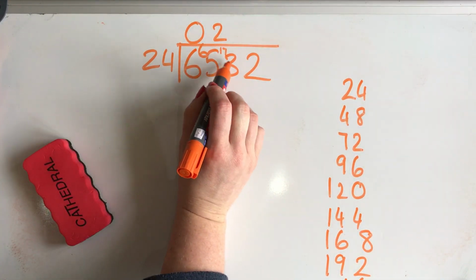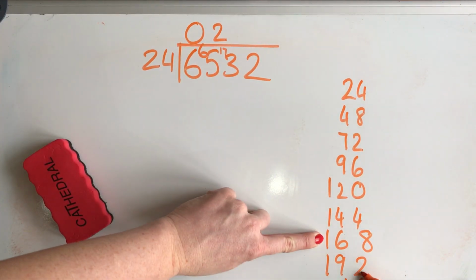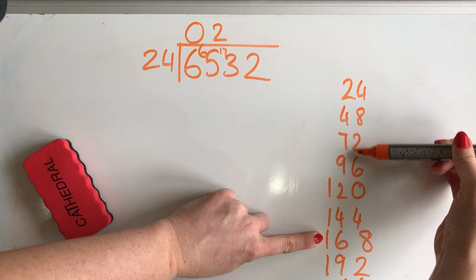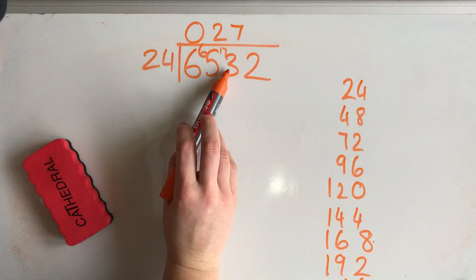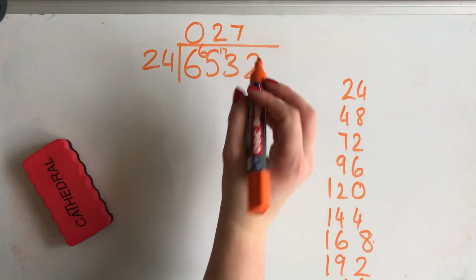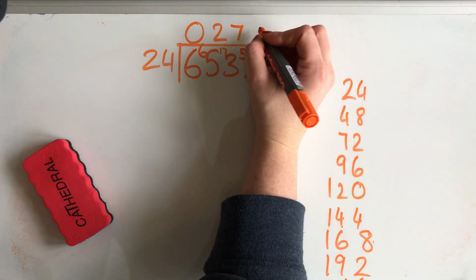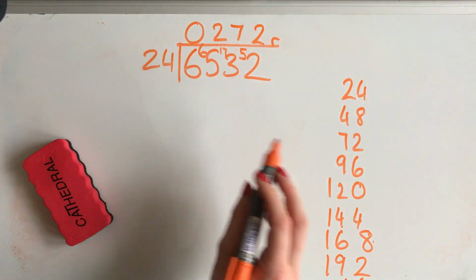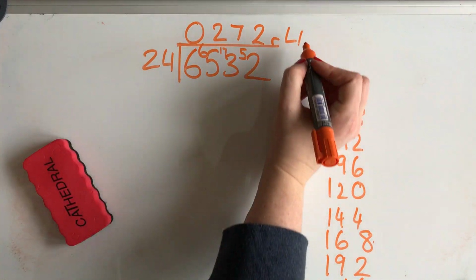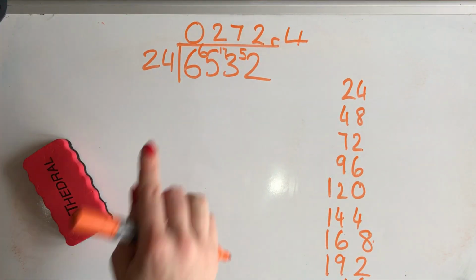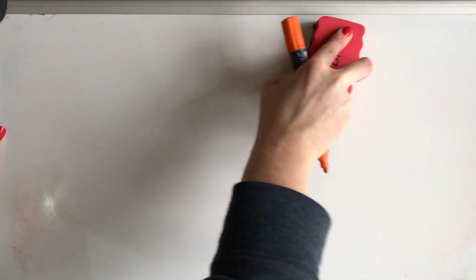So now I have to look for 173. It's going to be this one, because that's too much. 1, 2, 3, 4, 5, 6, 7. And 173 take away 168 is going to give me 5. So how many 24s in 52? So it's going to be 2. Then I'm going to have a remainder of 4. Oops. There we go. So it's 272 with a remainder of 4.